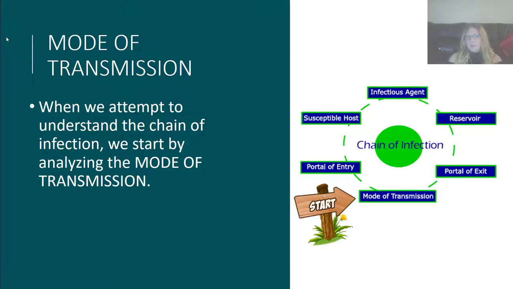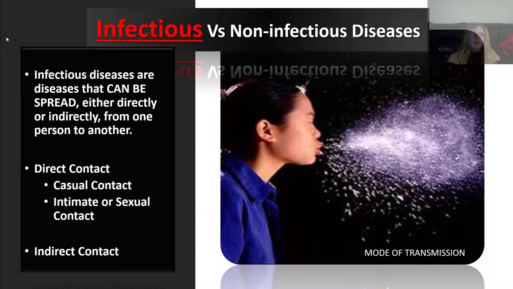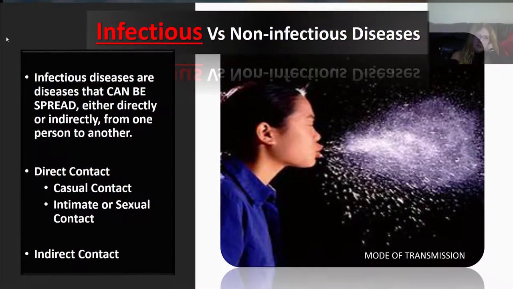When looking at modes of transmission, it's important to understand the chain of infection, especially when we're talking about epidemiology and trying to stop the spread of disease. Looking at that first, we have to decide how things are spreading. An infectious disease is a disease that can be spread either directly or indirectly from one person to another. This may be by direct contact. This could be casual contact, like somebody sneezing on you, or intimate contact or sexual contact, intravenous needles, blood transfusion, or indirect contact.